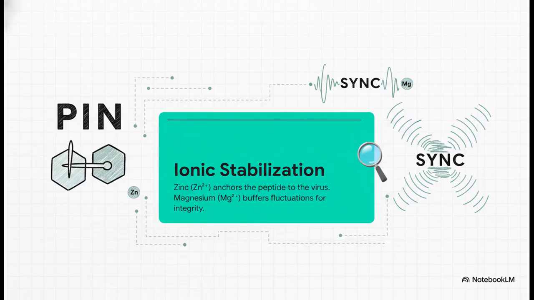And this is where it gets really interesting, because these ions act like hardware opcodes in a computer. The zinc ion, that's your pin. It physically latches the peptide onto the virus, locking it down. Then you have the magnesium ion. That's your sync signal. It acts like a buffer, protecting the whole setup from all the random chaos and noise inside a cell, making sure it stays stable and does its job.